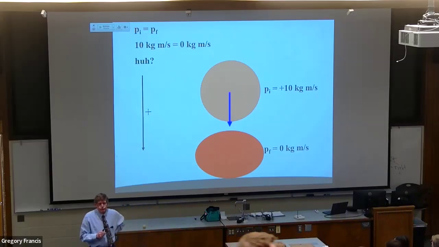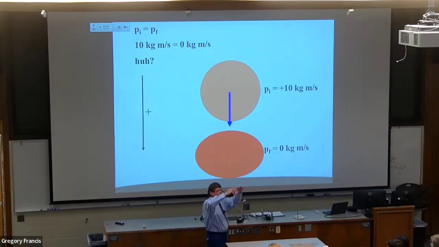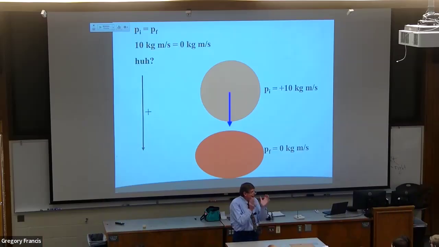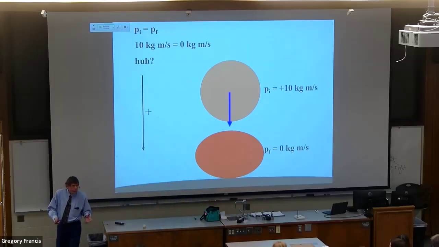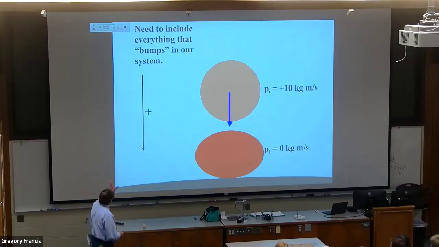And the reason it's not true is because we didn't do our part. Remember, I said it was a conditional promise that if you include everything in your system that collides, that hits, that bounces, that's the system that will conserve momentum. Well, this piece of clay hit the table, which is connected to the floor, which is connected to the building, which is connected to the earth. And we did not include the earth in our system. So let's go back and do that, okay? Let's include the earth.